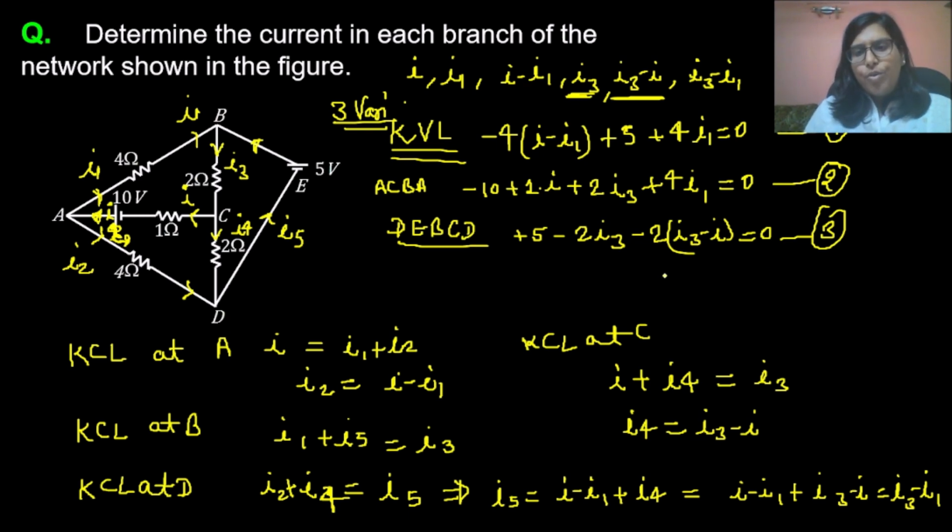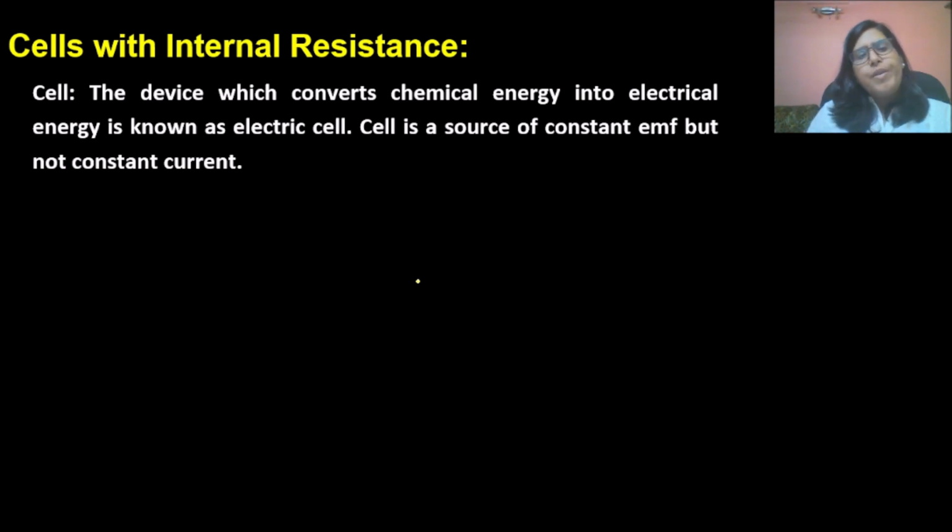So you have 3 variables and 3 equations, so you can solve these 3 equations and you will find the values of current. Now we will study about cell. So what is cell? Cell is the device which converts chemical energy into the electrical energy, right? And cell is a source of constant EMF but not constant current, right?